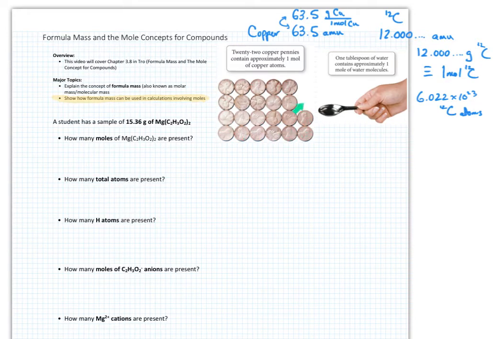Now, some of you might be saying, well, pennies are really zinc with a copper coating. Okay, fine. This is an illustration. Let's pretend these are pure copper. The reason why we use a mole is that 12 grams is a reasonable amount that you can measure out in the lab. 63.5 is a reasonable amount that you can measure out in the lab.